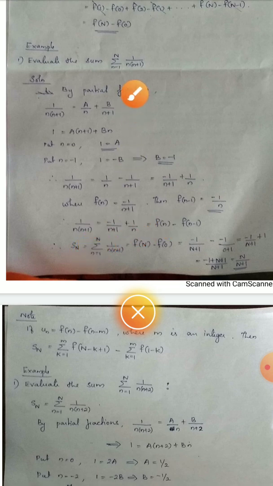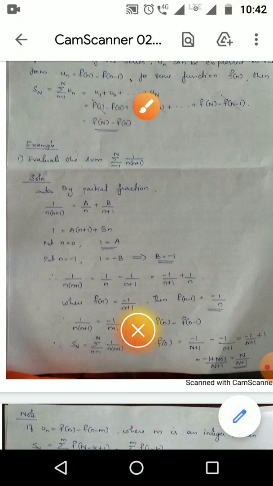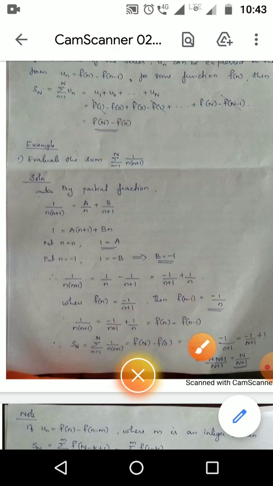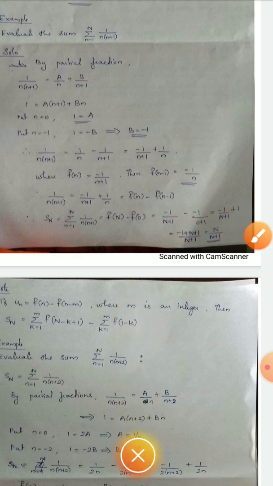Then Sn is, we have already said, f of n minus f of 0. So Sn is sigma n is equal to 1 to n, 1 by n into n plus 1, that is f of n minus f of 0. That is by using this result. You don't have to do this again. By using this method, the telescoping series method, the sum is f of n minus f of 0. So f of capital N is minus 1 by capital N plus 1, minus f of 0. Put n is equal to 0 here, so minus 1 by 0 plus 1. And simplifying, we get N by N plus 1.